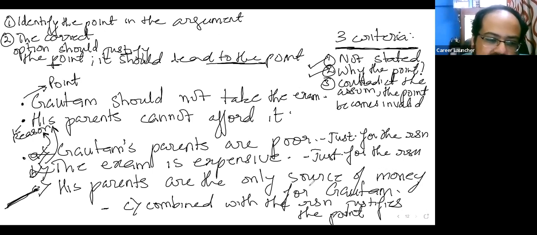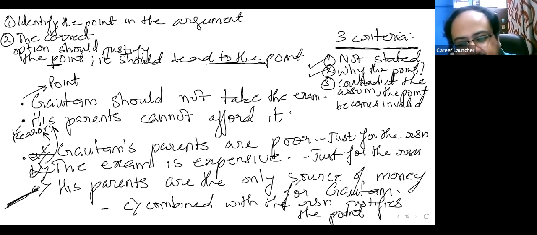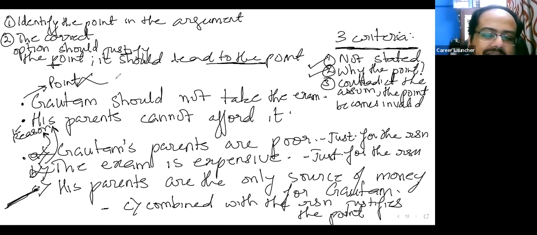So if I contradict this option, if I say his parents are not the only source of money, in that case, what I'm saying is he can get the money from somewhere else also. Maybe he can take a loan from a bank. He can get a scholarship. So if I contradict option C, the point will not make sense then. Because if he can get the money from somewhere else, then he should take the exam, and then I cannot say he should not take the exam.